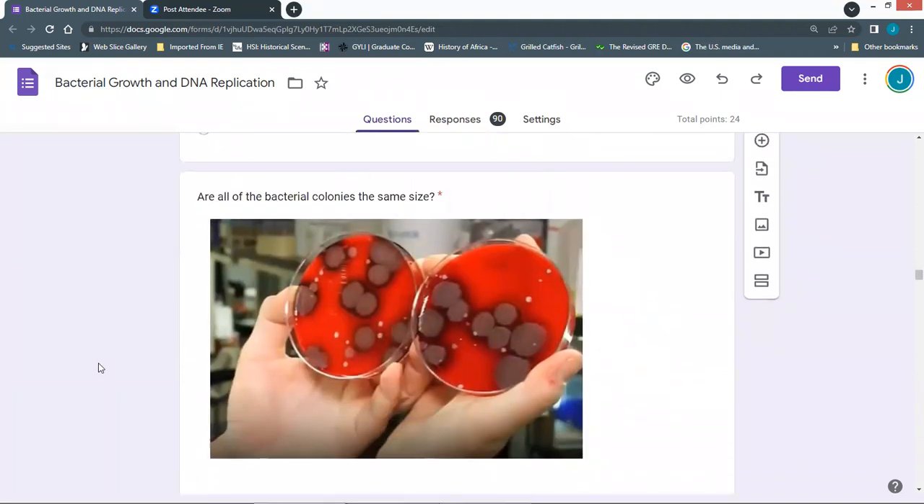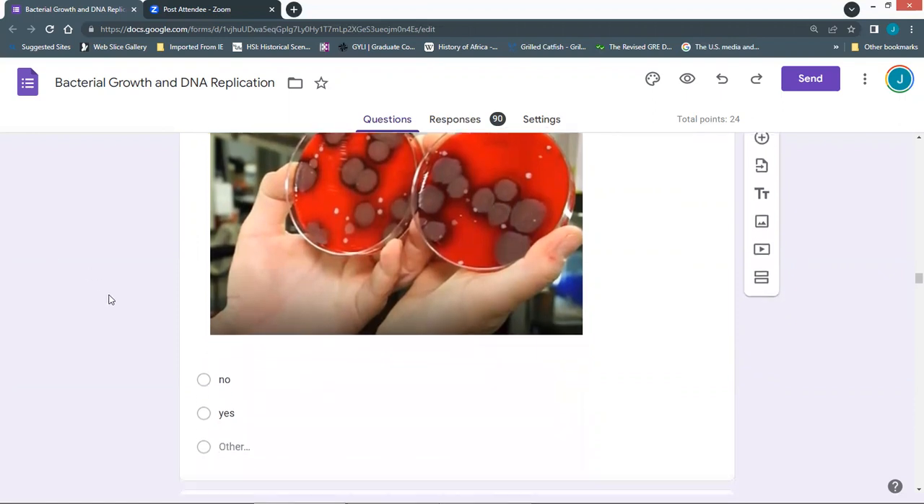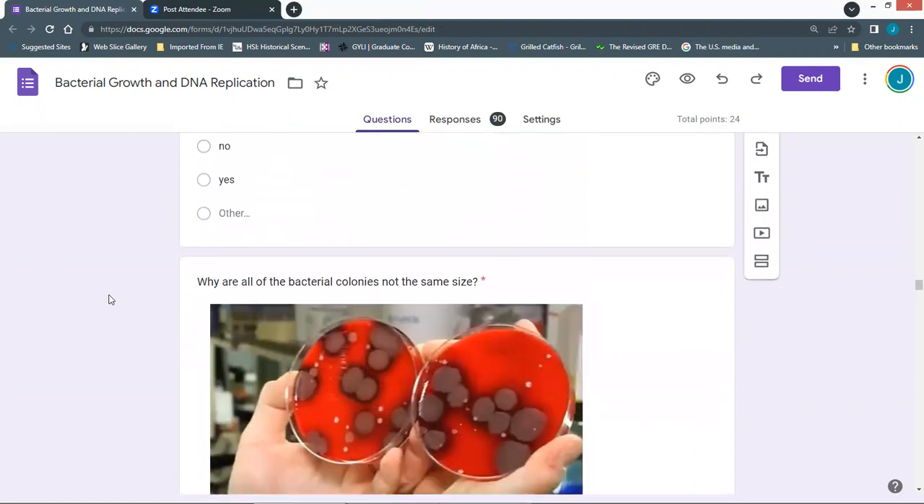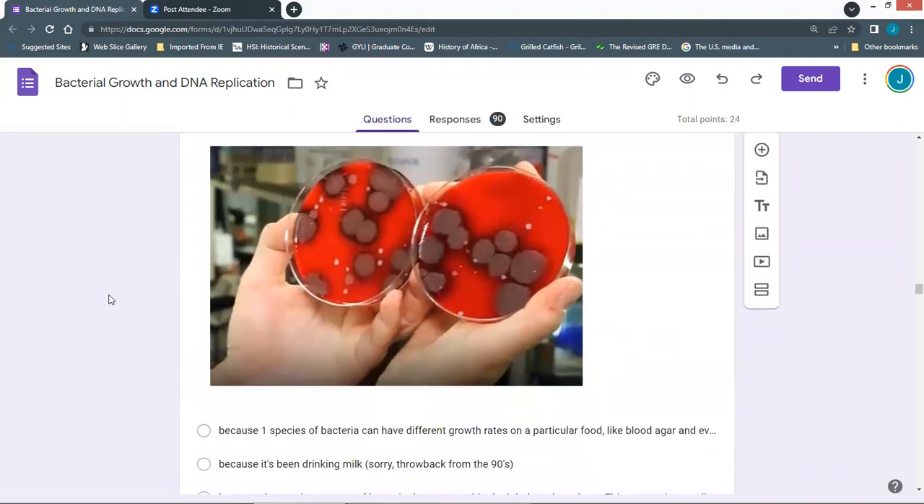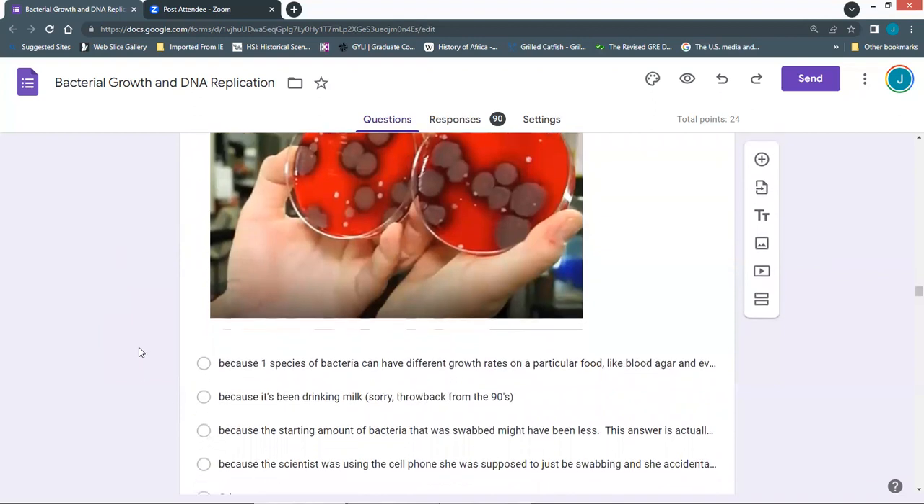Let's see. Are all of the bacterial colonies the same size? Well, that's a colony, that's a colony, that's a colony, that's a colony, and you can see that they're not all the same size. So no, they're not the same size. Why are they not the same size? Well, we sort of discussed this in our laboratory experiment that we did with growing our own plates and bacteria. So yeah, different species of bacteria can have different growth rates on different foods.